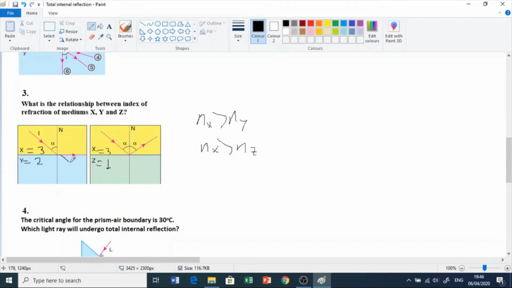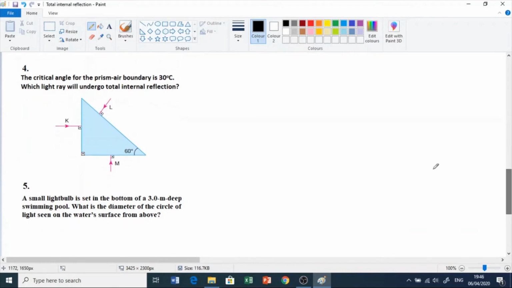So here we have more refraction. Here we have more refraction when compared to the refraction here. It means nz is much smaller than nx. So nx will be bigger than ny, and it will be bigger than nz. Let's look at the next question.